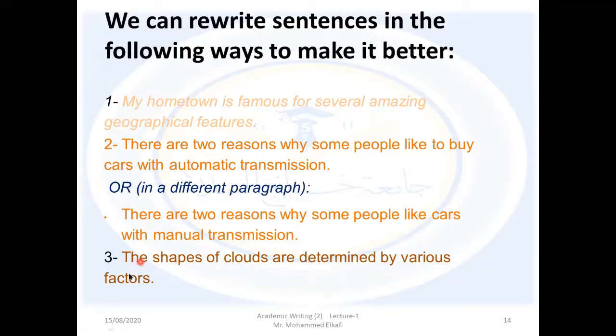So here we can say we have the topic of the topic sentence, the shapes of clouds, and the main idea is determined by various factors. So we'll ask as readers, what are the various factors that determine the shape of clouds? You can find the answer as readers in the next part of the paragraph, which is known as the body paragraph or supporting detail sentences.